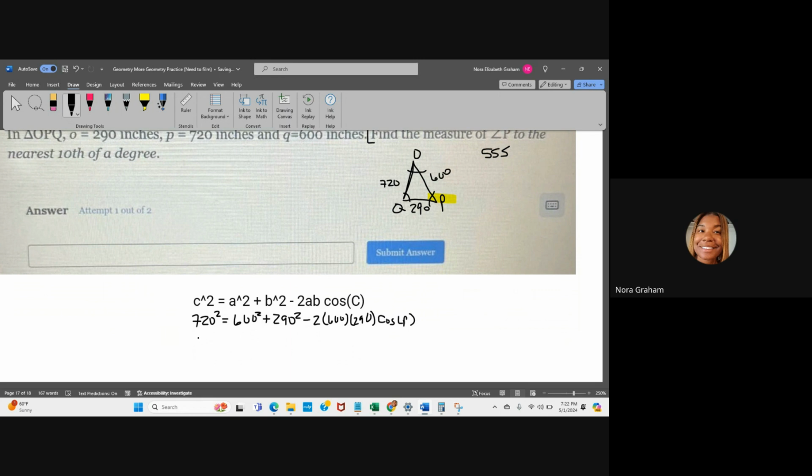So I have 720 squared. That's going to be 518,400. And then 600 squared is going to be 360,000. And then I'm going to have 290 squared, which is going to be 84,100. And then I have 2 times 600 times 290. All right. That's going to be 348,000. Okay. And then our cosine of P just comes along for the ride.